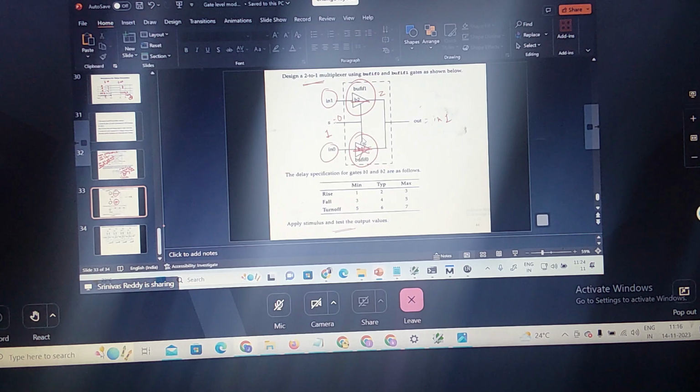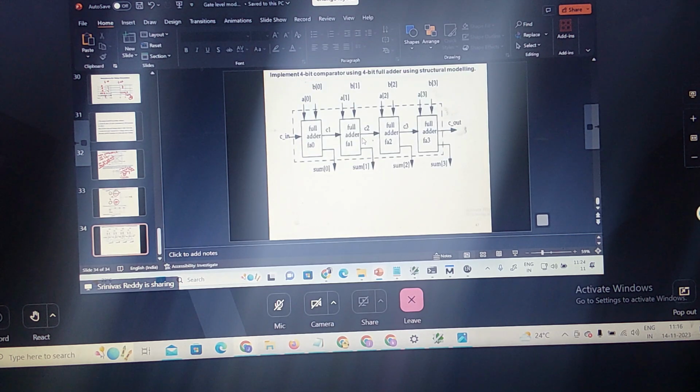The next question is, implement the 4-bit comparator. What am I asking about? Using the 4-bit full adder with structural modeling. What does structural modeling mean? Gate level modeling is also called structural modeling, correct?